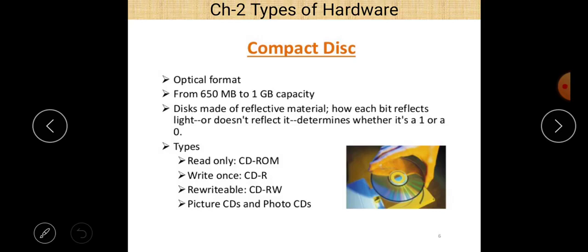Compact discs are optical discs first of all, and the full form of CD is compact disc. They are found in many different forms. First of all, CD-ROM, from which you can only read data. CD write, that is CDR, in which you can write data only once. Rewritable, that is CDRW, and picture CD and photo CD are simply called CDs. Data is stored in the form of 0s and 1s, and the size varies from 650 MB to 1 GB.